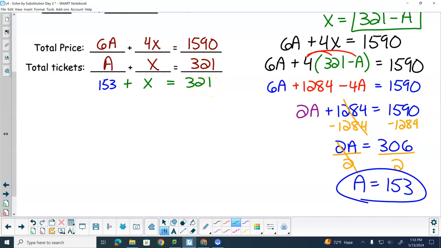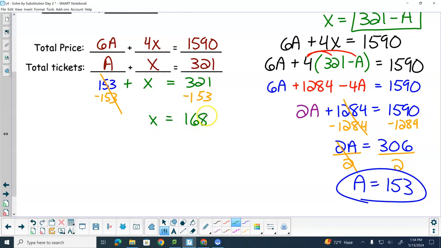Dylan, how do I finish this one off? What side is x on? It's on the left, so let's keep it on the left. Move the other thing. So what am I going to move instead? There you go. Somebody with a calculator, what's 321 minus 153? What do you got? 168.